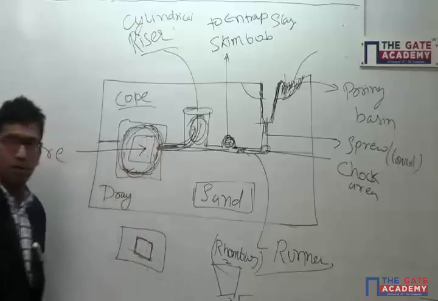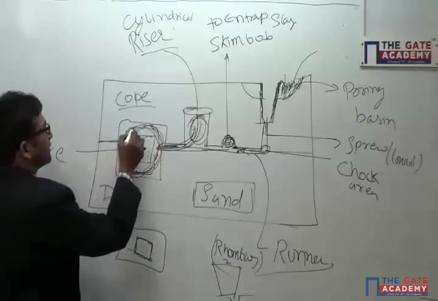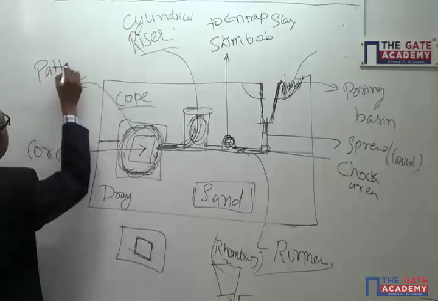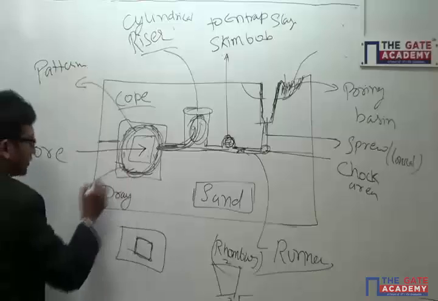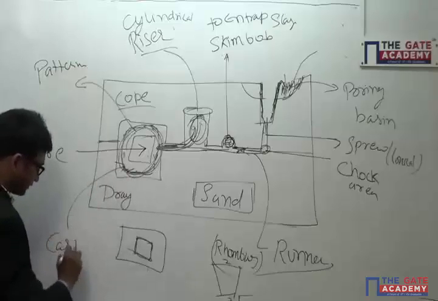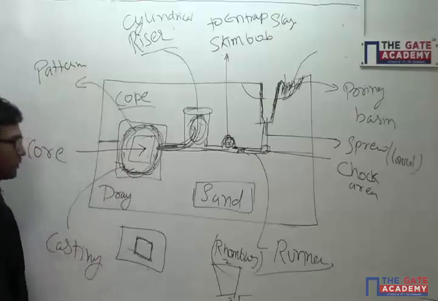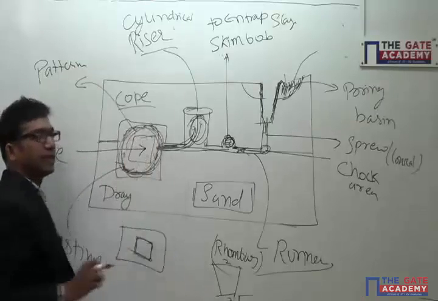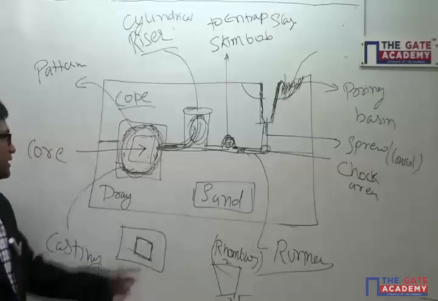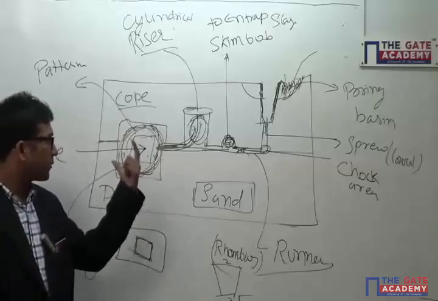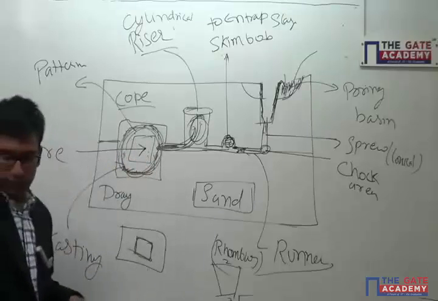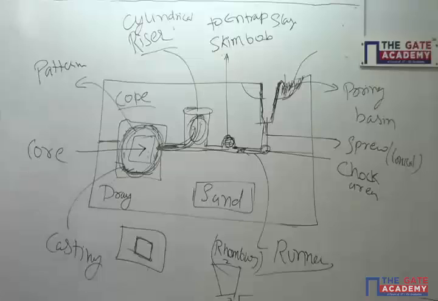It will fill this whole cavity, and that is called the pattern. And this product is called your casting. To make the hollow cavity, there is some external arrangement, that is some sand pattern, that is called your core. Fine. So that is the casting process in a nutshell.